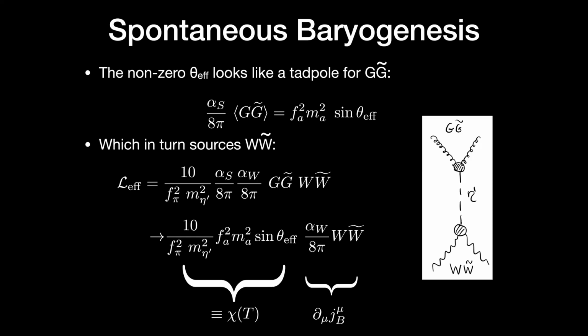I mean, basically, if you think about the effective Lagrangian, if theta effective is non-zero, then what I have is a term in the Lagrangian that just looks like a tadpole for G G dual. It's just G G dual times some constant. So that's basically why.